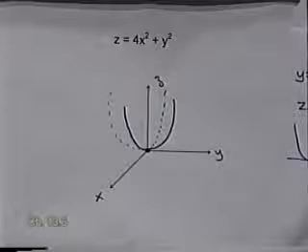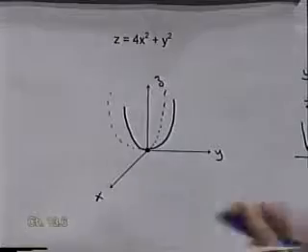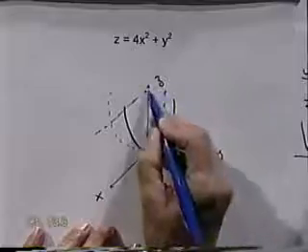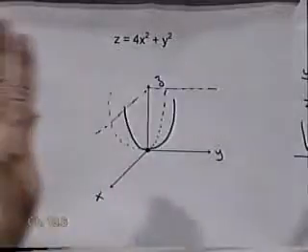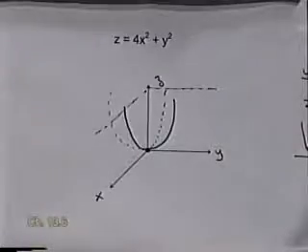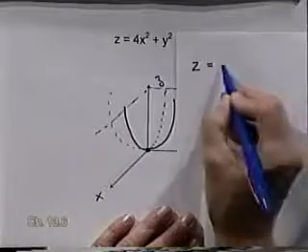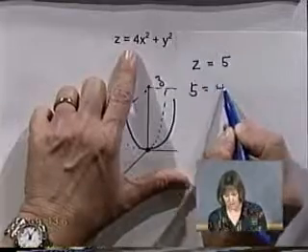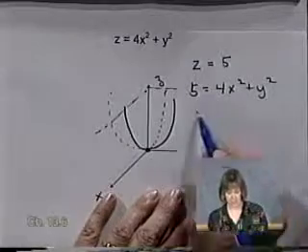Now, before, with the ellipsoid, there was no reason for me to slice it with any other trace. With this one, I want to cut it at certain heights. If I cut it at a certain height, I want to slice it like z equals 5, z equals 10, z equals 8, right? At all the points at z equals 5, it's 5 units above the origin. So if I slice this at z equals 5, what do I get here? I get 5 equals 4x squared plus y squared. What's that a graph of? An ellipse.